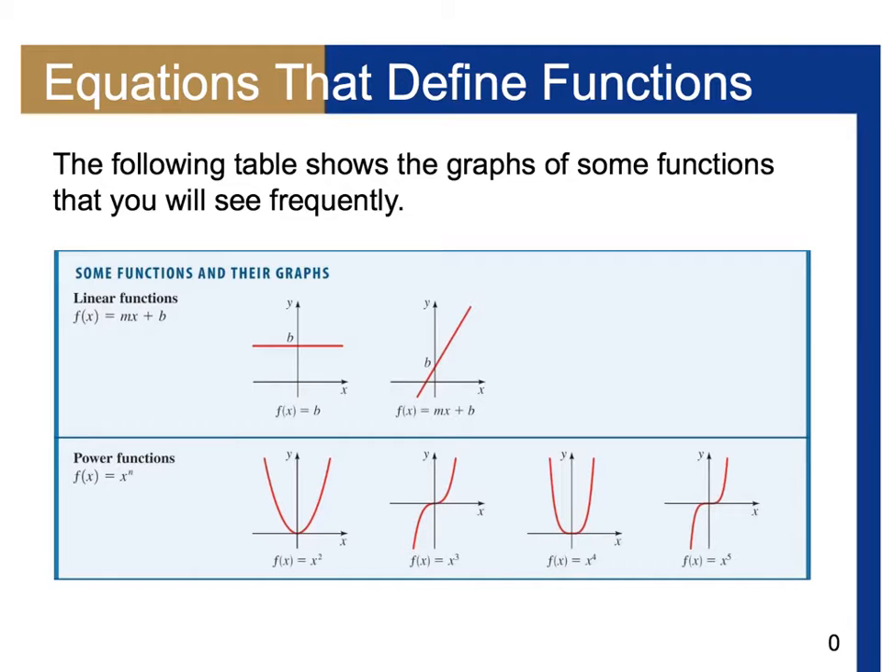Also worth noting, notice there's no x equals a here, because when you have a vertical line, it's not a function. It fails the vertical line test. If you put a vertical line right on that line, you're crossing it forever, right? So we don't have a vertical line as a function, just a horizontal line.